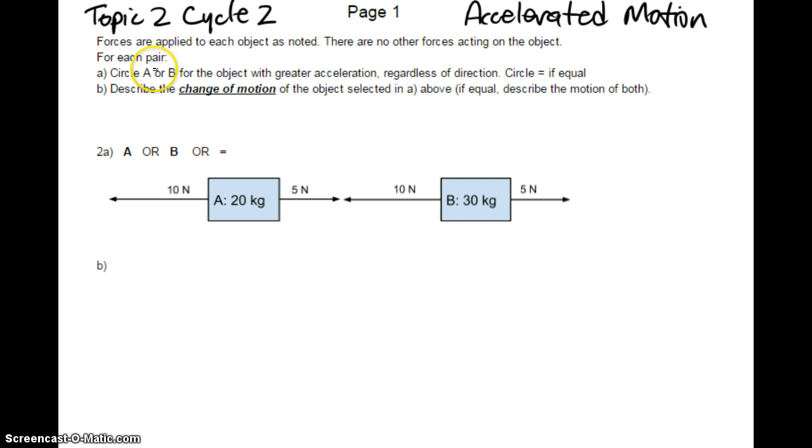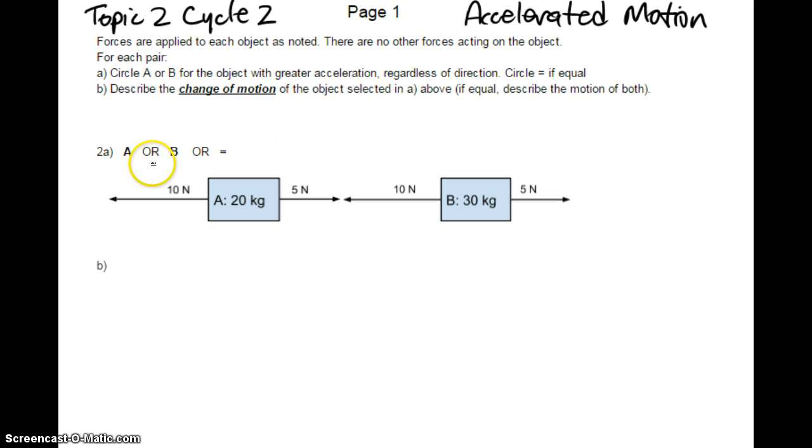And we can see here that it says for each pair, circle A or B. For the object with the greater acceleration regardless of direction, circle equal, if equal. And B, describe the change of motion. That was a big issue. People talked about motion, they talked about forces, but it's looking for the change of motion, also known as acceleration of the object selected in A.